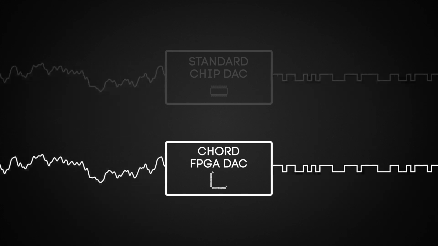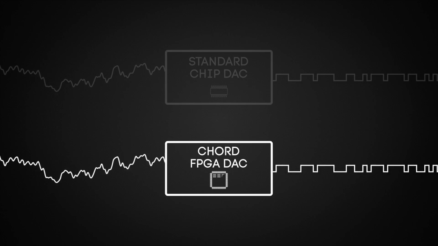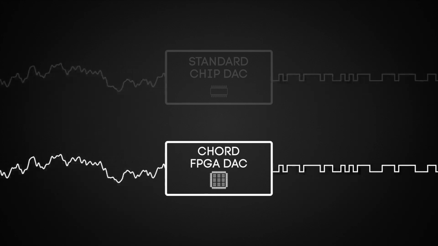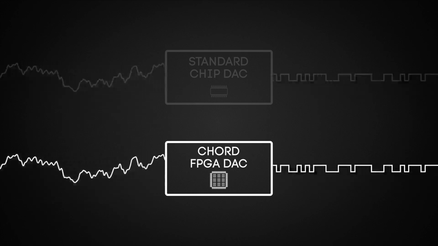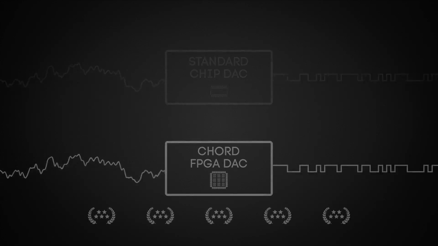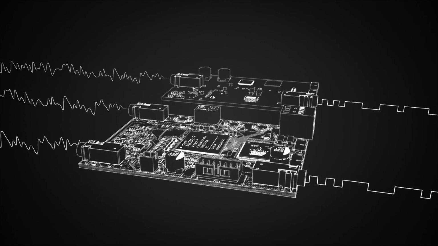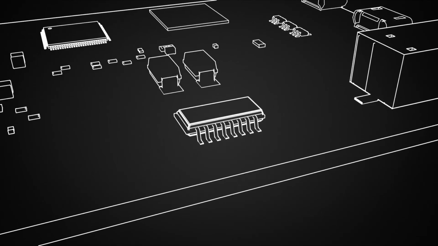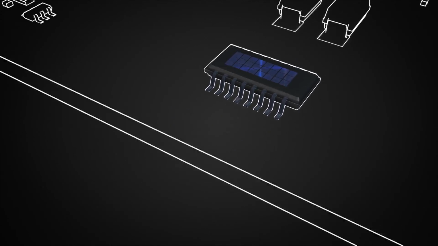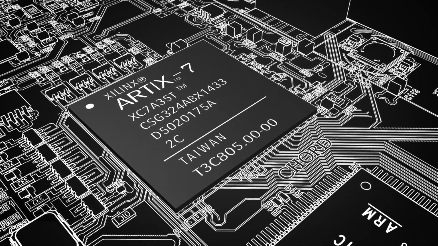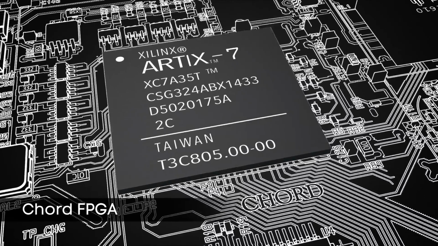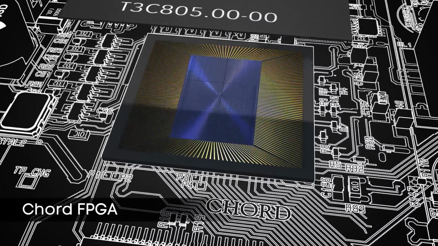We designed the chip from the ground up with unique coding. With our DAC, we control everything and reproduce the original waveform with astonishing accuracy through the use of Rob Watts' multi-award-winning technologies. Looking at the board itself, you may not initially see a difference. A standard chip DAC uses the standard chip that we talked about earlier. Chord DACs use a very sophisticated, custom-coded, field-programmable gate array, or FPGA.